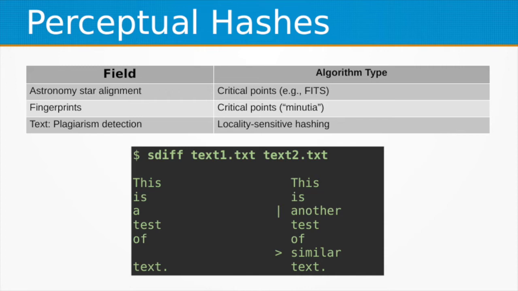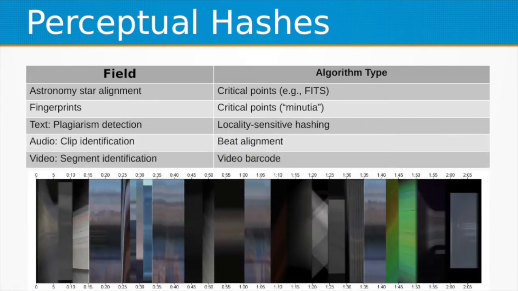A simple example of this is the common Unix diff program. In this example, I have two text files. One says, "This is a test of text." The other says, "This is another test of similar text." The diff program determined that the word "a" was replaced with "another," and the word "similar" was inserted. Audio perceptual hashes, such as beat alignment, can be used to identify songs or audio clips. And algorithms like video barcode can be used to match video segments.